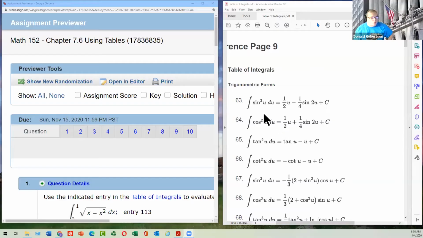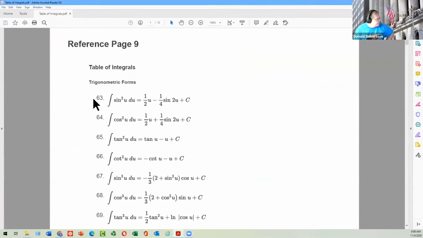So let me put it into practice. I have on Canvas a PDF copy of all the tables. Now, for instance, if you look at entry 63 here, if you want to find the integral of sine squared u du, it's a half u minus 1/4 the sine of 2u plus c, and that's called entry 63. I don't know why they called it that, but that's what it's called. Now, in our case, if you had to find sine squared x, wouldn't you just call it u equals x and you've got your answer?